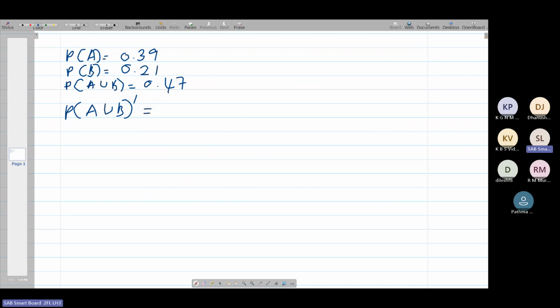How do we get the complement? 1 minus, because the total probability value is 1. Total probability is the whole sample space, so it is equal to 1. Then minus the union value. The answer is 0.53. It's clear? Okay.